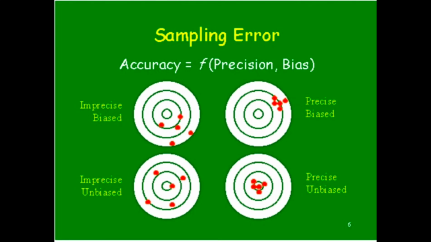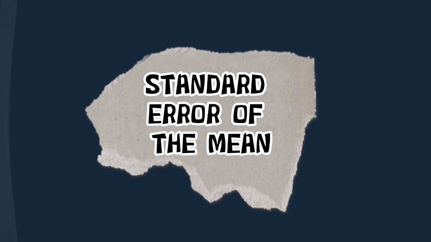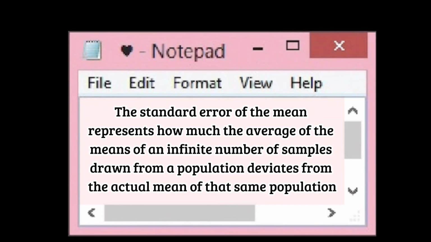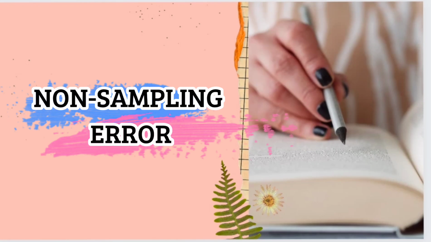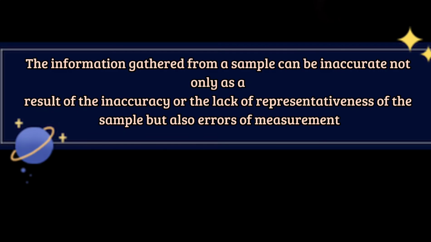So, let's proceed now to sampling error. Formulas are also available for estimating the sampling error or, as it is often referred to, the standard error of the mean. The standard error of the mean represents how much the average of the means of an infinite number of samples drawn from a population deviates from the actual mean of that sample population. Non-sampling error. The information gathered from a sample can be inaccurate not only as a result of the inaccuracy or the lack of representativeness of the sample but also because of errors of measurement.